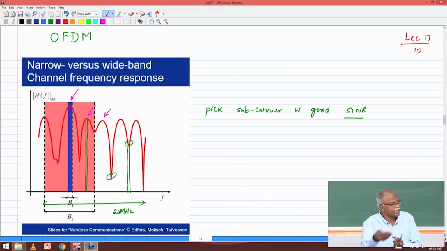For different frequencies there is a different gain, and so if you are unlucky to choose a frequency which had a bad frequency response, then you actually are affected. You can interpret it, so you are giving an explanation both in the time as well as in the frequency.